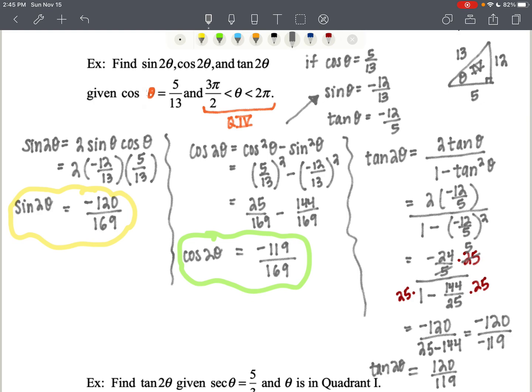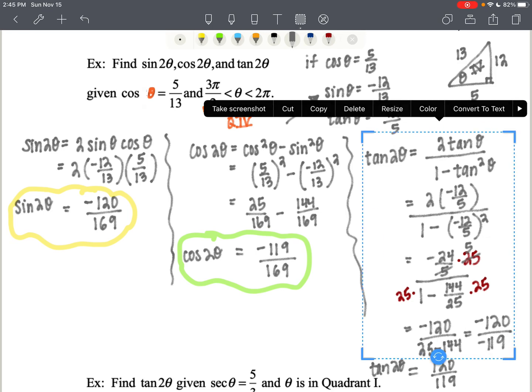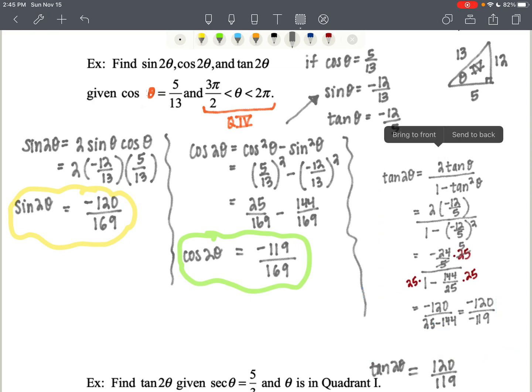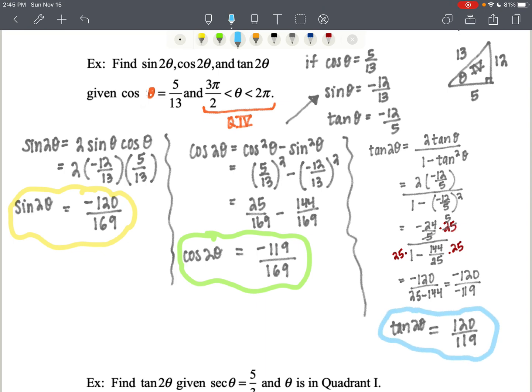Now what I'd like you to do is look at the final answer for tangent and see if there was another way, after finding sine of 2 theta and cosine of 2 theta, that you could have come up with the tangent of 2 theta. Is there another way that you could have come up with the tangent of 2 theta after finding the sine of 2 theta and the cosine of 2 theta?